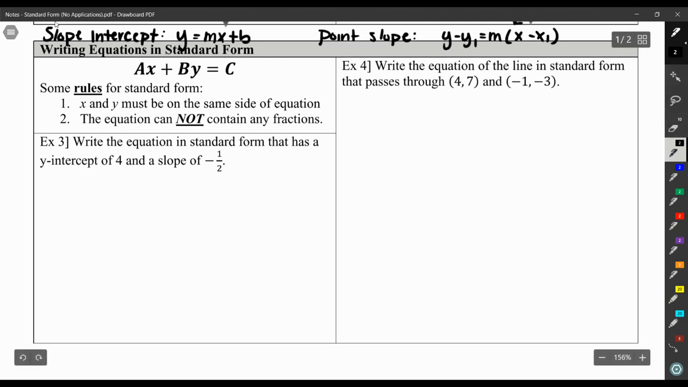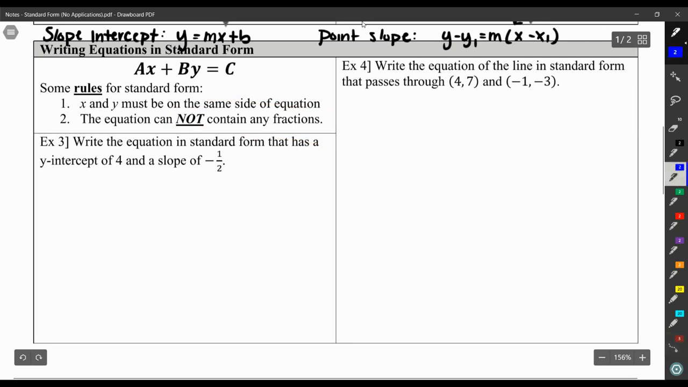So for standard form, you cannot write directly into standard form. You have to start at either slope-intercept or point-slope and then convert it into standard. So there's a couple rules when you do that. First of all, x and y have to be on the same side. And the constant is on the right of the equal sign. The equation also cannot contain any fractions or decimals. Fractions and decimals are the same idea.